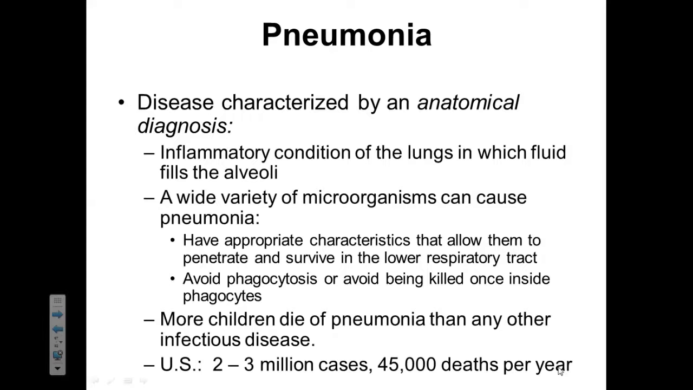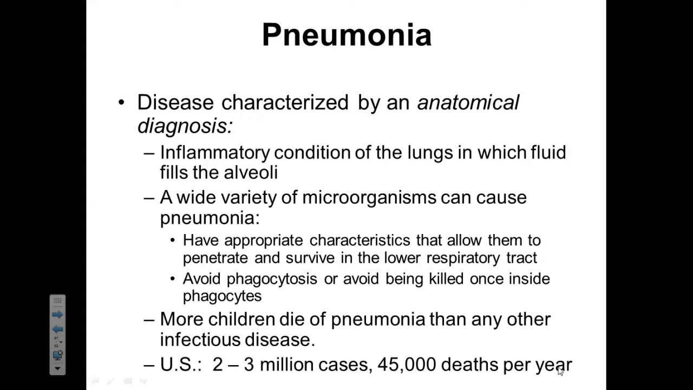After those alveoli fill with fluid, the fluid can then become a breeding ground for bacterium. A very wide variety of microorganisms can reproduce within that fluid and cause pneumonia. Generally speaking, those microorganisms have characteristics that allow them to live in the lower respiratory tract, avoid phagocytosis, and avoid being killed once they're inside some of the phagocytes.